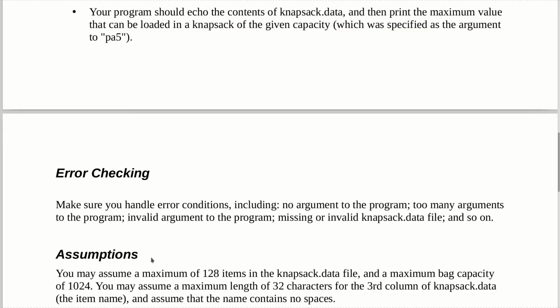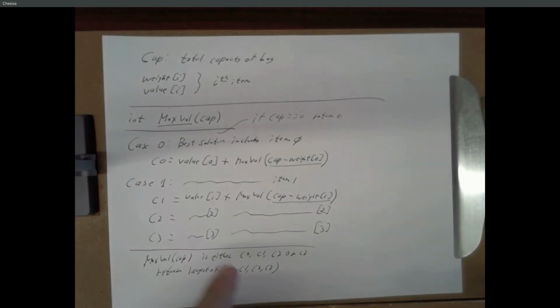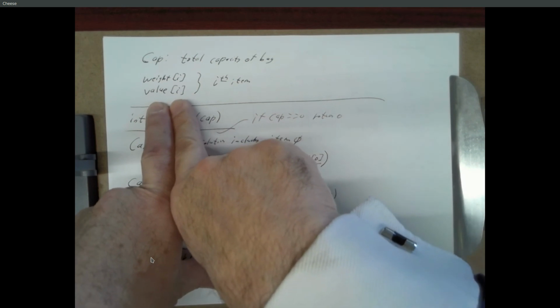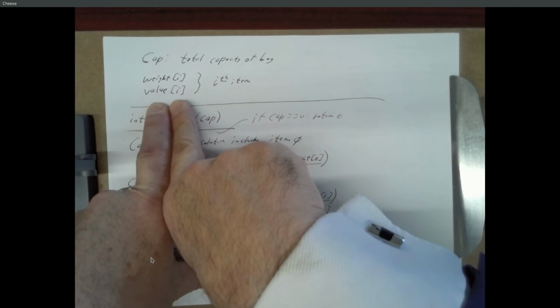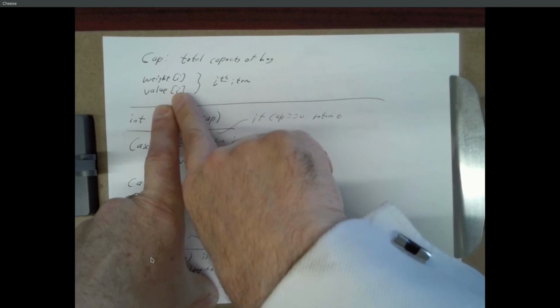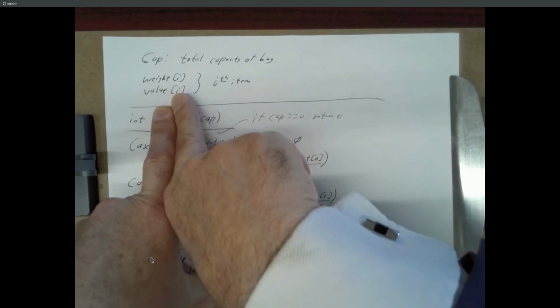So, simplifying assumptions. I always put these in here because you could spend your lifetime writing this program dealing with special cases. I'm trying to make sure that you can spend your time and energy on the parts that I'm most interested in having you work on. So we can assume a maximum of 128 items in the knapsack file, which means that these arrays that you're going to store things in can just be integer weight[128], integer value[128], char *name[128], or make a structure that holds a weight, a value, and a name, and make an array of 128 of those.